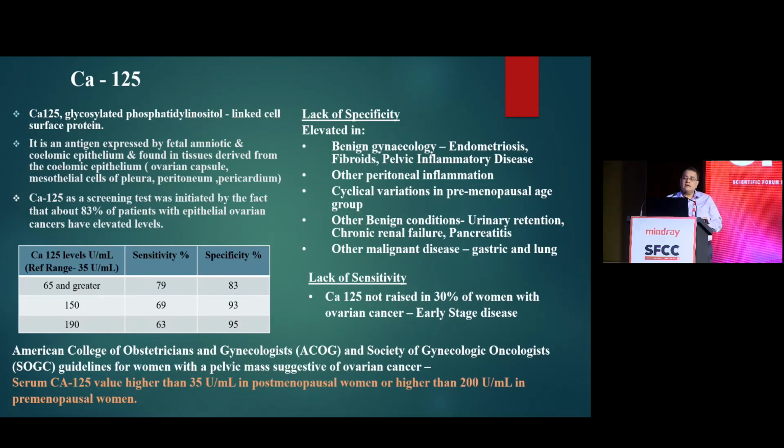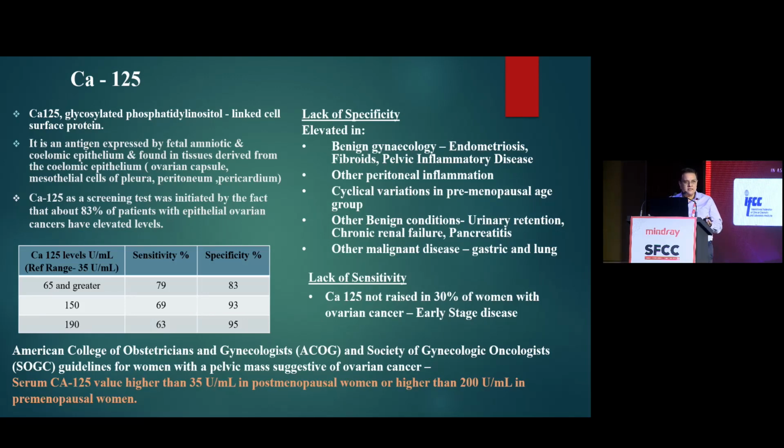Having said that, though it is something specific for this particular histological type of CA ovary, it is still not a specific marker for CA ovary. The reason is, if you go back to the embryology of what this protein is, it is a protein which comes from mesothelium. All the cells which are mesothelial derivatives can secrete CA125.